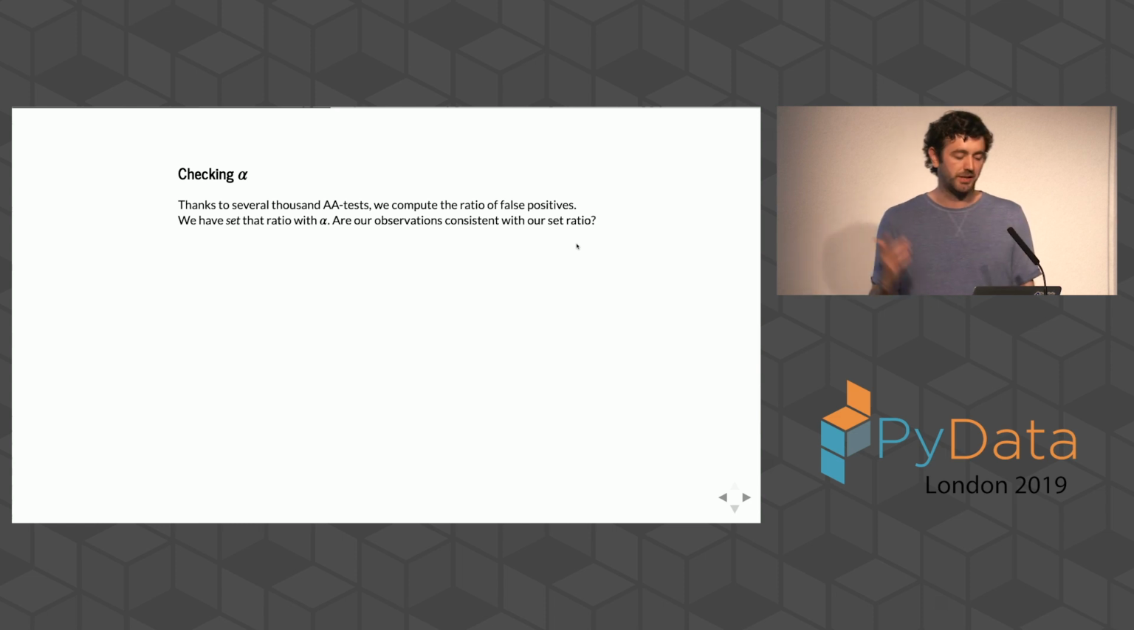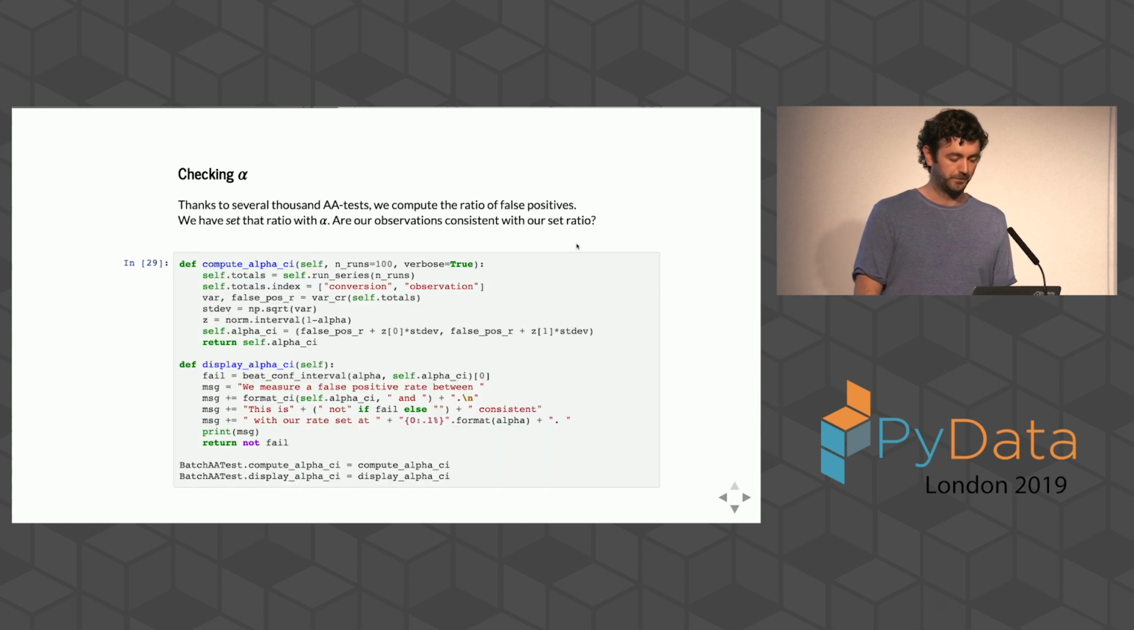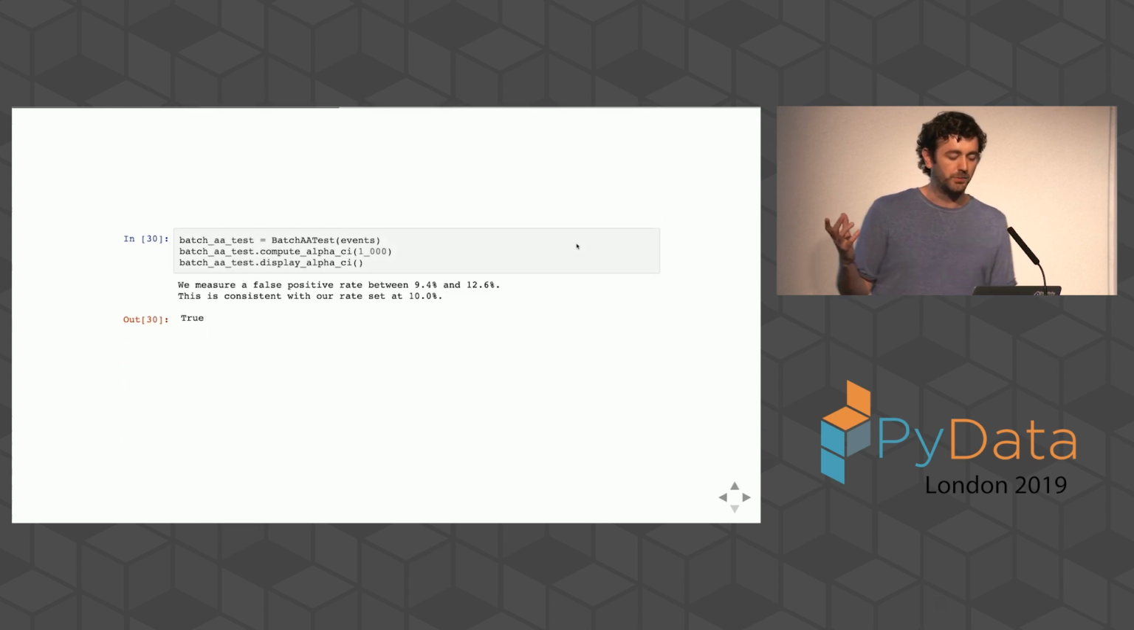So let's check the alpha. Essentially what we do is treat this aggregation of the A tests as if it was a test. So we do a confidence interval on those tests, okay? And we end up with a confidence interval rather than a number. So rather than saying 7 tests, we say, okay, between 9.4 and 12.6. So we define an alpha of 10. So far we are okay, but the range is very large.